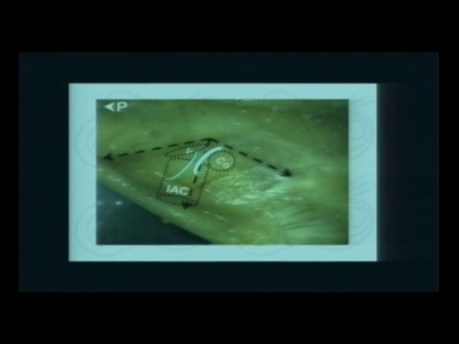But the safe way to enter this internal auditory canal is from here, from this area here. This is called the safe triangle. And this is Mario Sanna's technique, to go from posteriorly into the canal. So, what are we going to see?